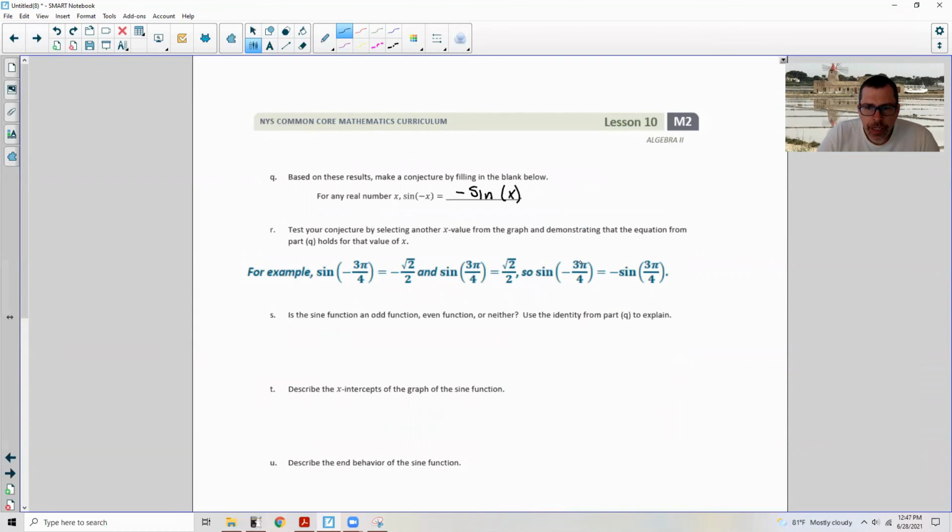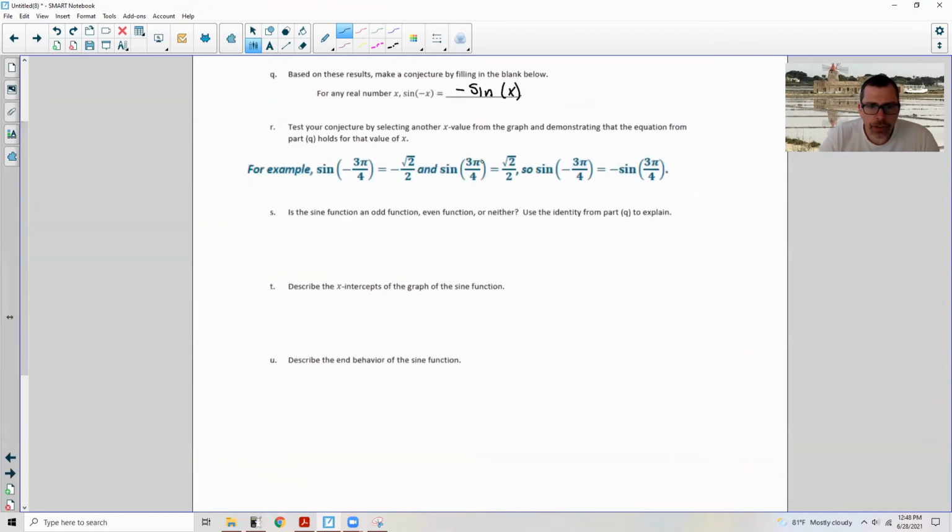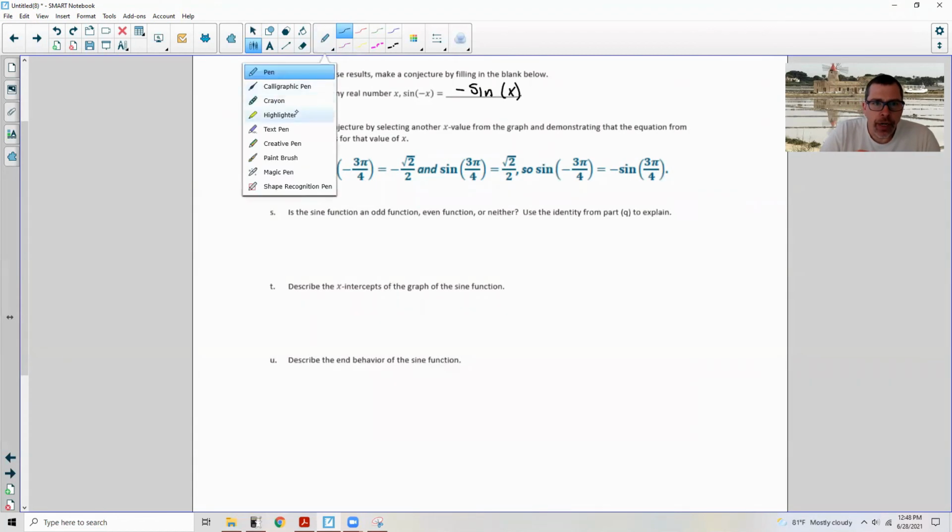So the sine of negative 3 pi over 4 equals the negative of this sine here, which is root 2 over 2. S. Is the sine function an odd function, even function, or neither? Use the identity from part Q to explain. Okay, so if you take a function and plug in a negative x value and you get the negative of the function, that is an odd function. All right, so I'm just going to highlight this answer. It is an odd function.